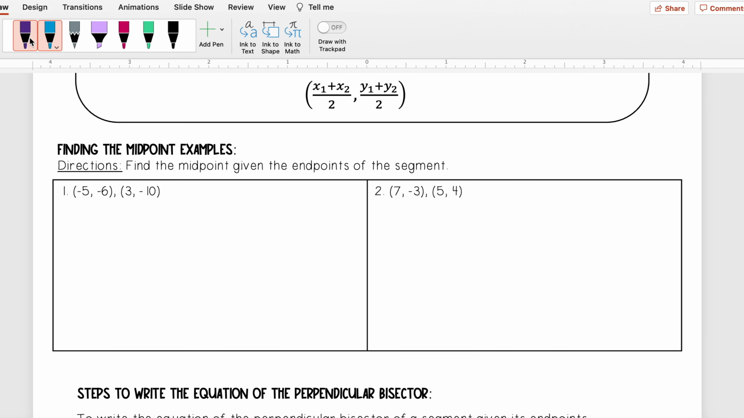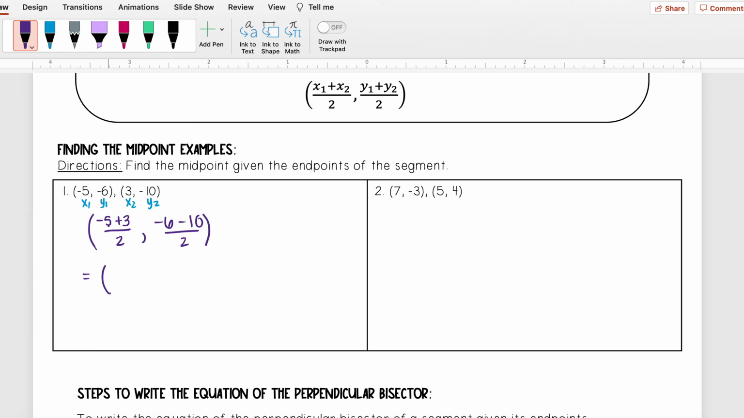using this formula. So first I have the 2 points -5, -6, 3, -10. My midpoint, I'm going to add my x's together. So I have -5 plus 3 over 2. And then I'm going to add my y's together. -6 minus 10 over 2. So you can think of this as being, this one is x1, y1, x2, y2. So I first added my x1, x2, and then my y1 and y2.